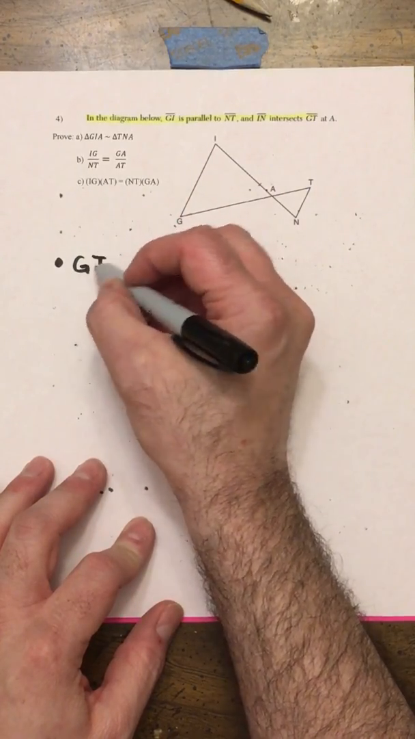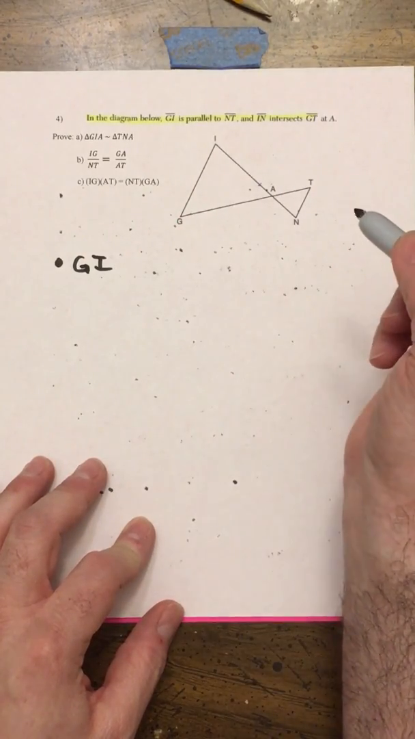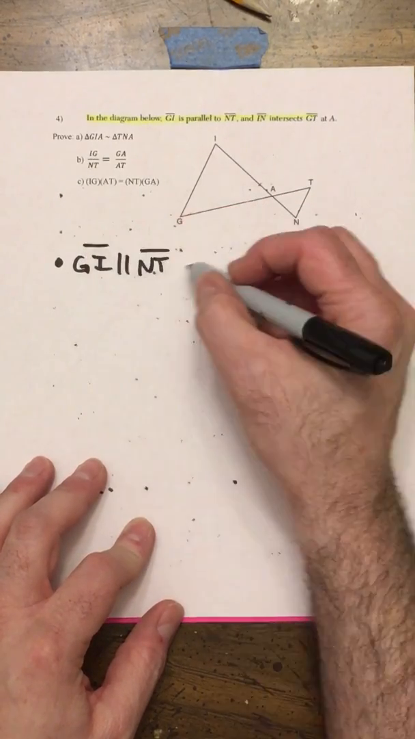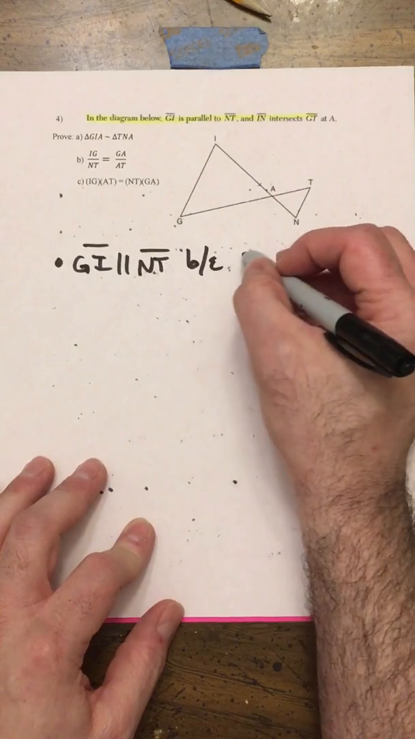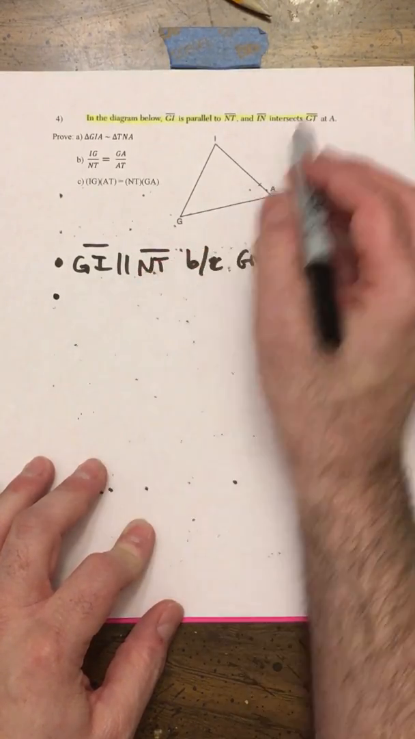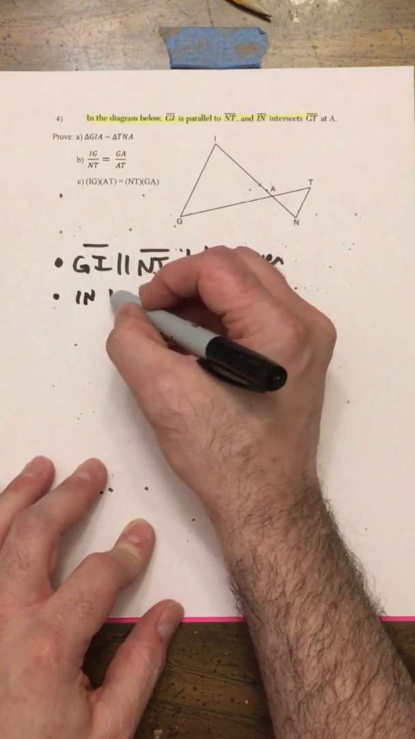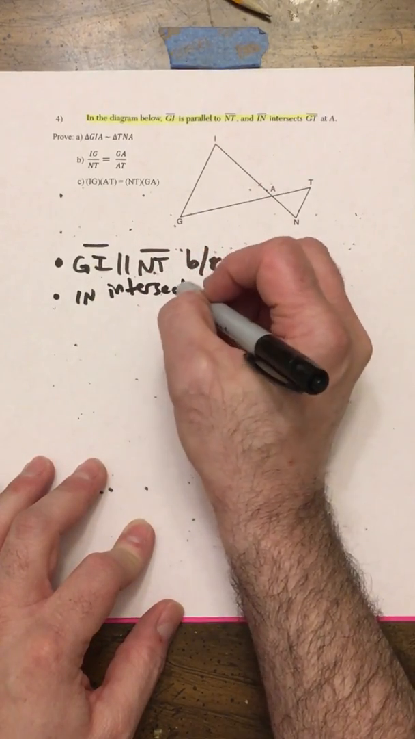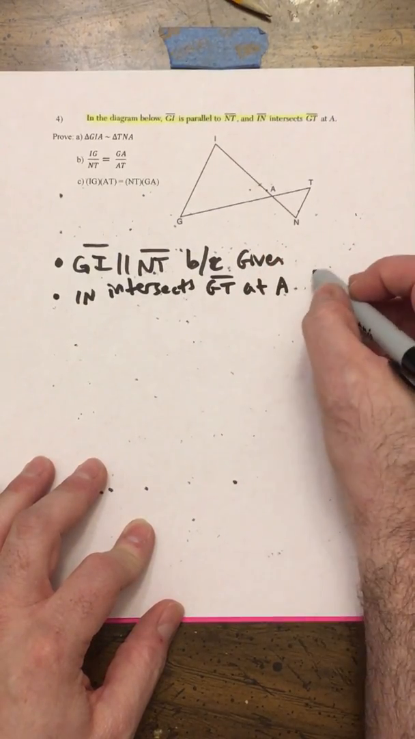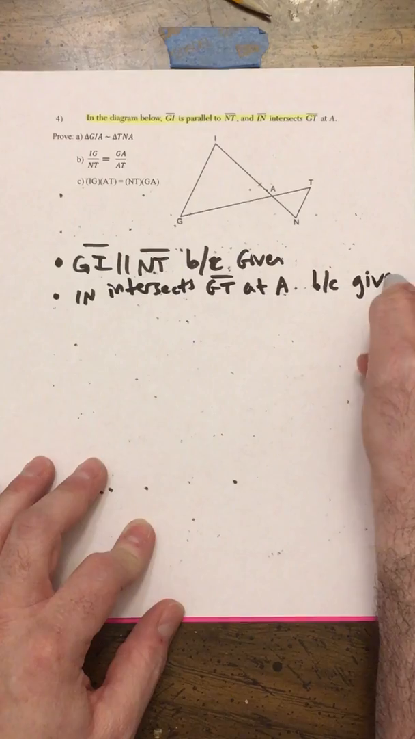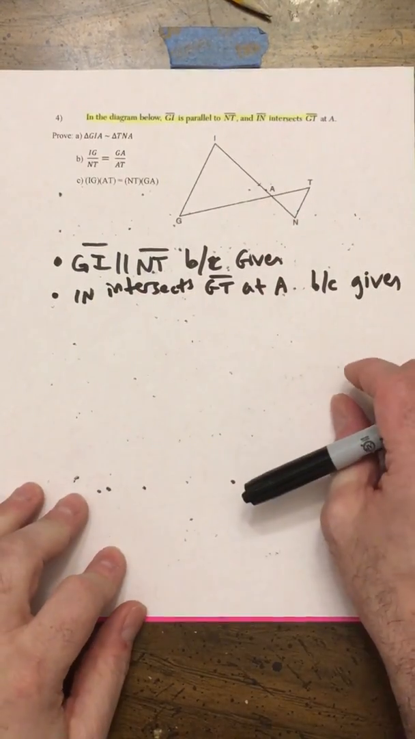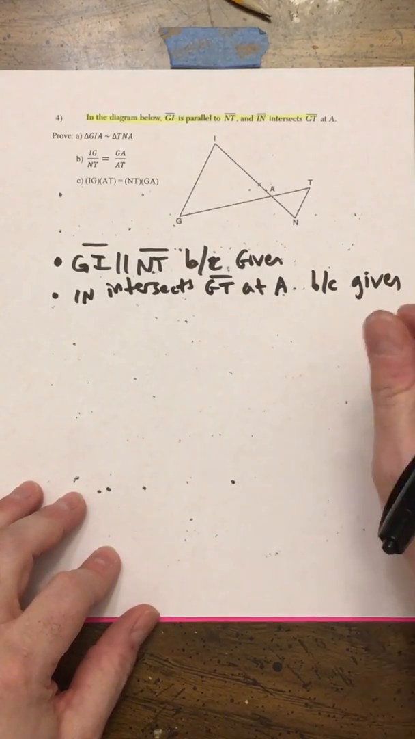Mainly that GI is parallel to NT, because of given. We also know that IN intersects GT at point A. That's a given. That given is primarily so that we can use vertical angles, which I think we're going to do in this particular case, because why don't we practice that skill?